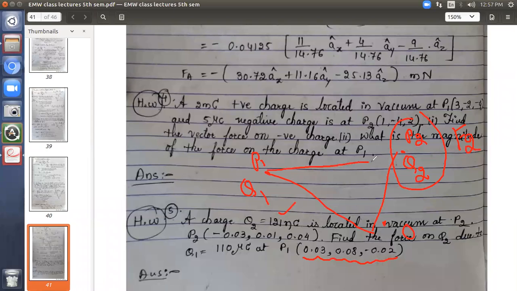You should find the direction here. How to find the direction? I have shown you, based on what kind of charges these Q1 and Q2 are. Based on that, you need to find the direction. So this is also homework for you. Please try to complete this, the fourth and fifth.